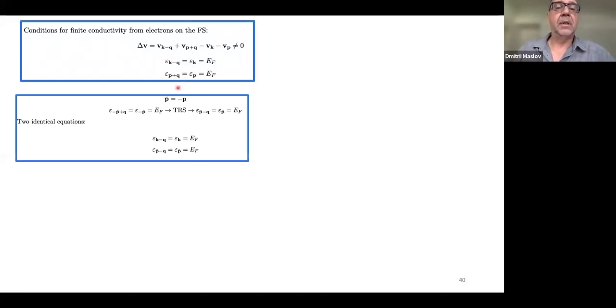I can relabel P into minus P, call it P bar. And then because I have time reversal symmetry, the equation for P bar is the same as the equation for P. So geometrically, when we solve, let's say, the first equation for K, what we do is take a Fermi contour and shift it in momentum space by momentum transfer Q. And then once we change our view, we shift again and we find the solutions, that is the positions of the initial states on the Fermi surface, which allow for energy-momentum conservation.